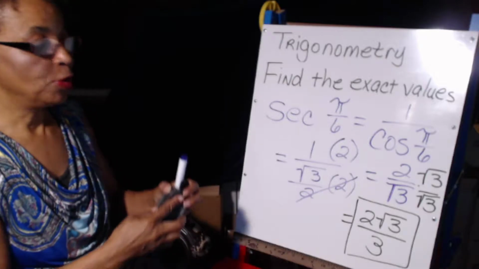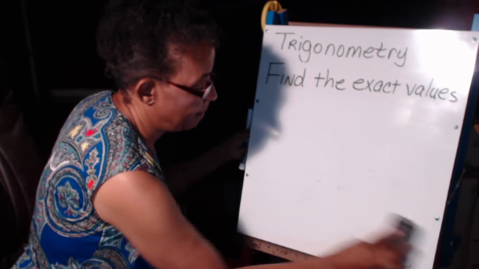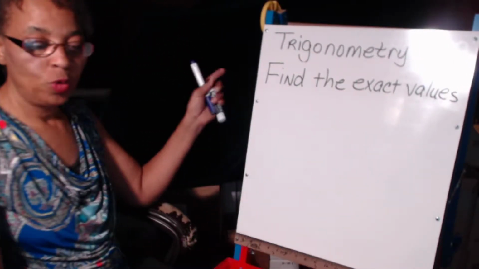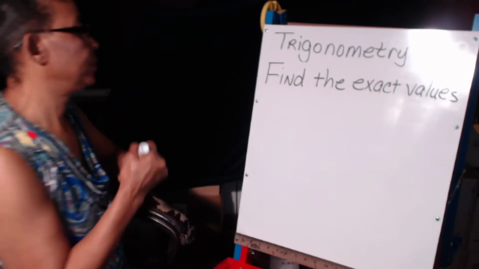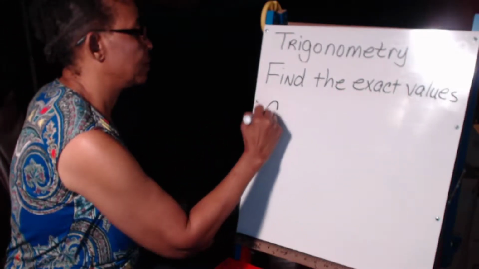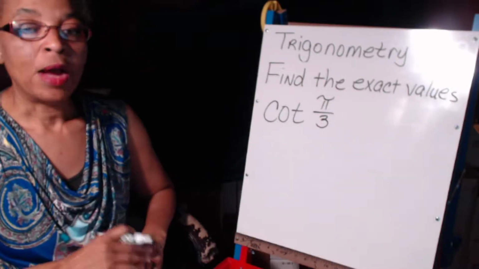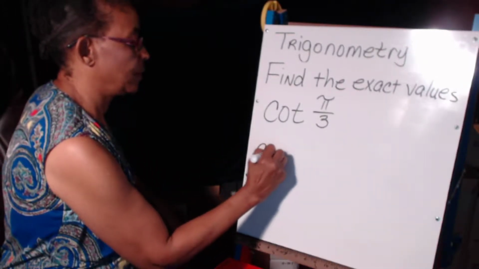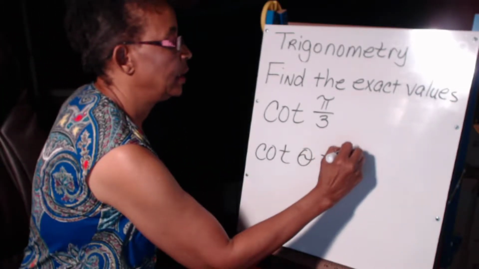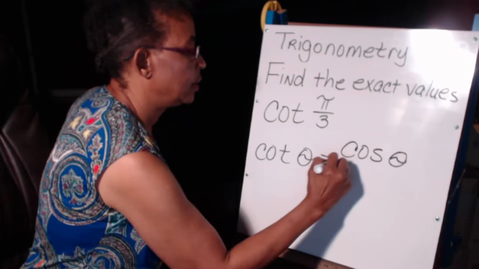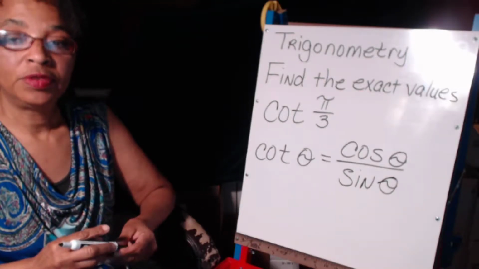Now for the last problem we're going to look at today, will be the cotangent of pi over 3. These are all radians, pi over 3. Now, cotangent of an angle, I'm using theta, is actually the cosine of theta over the sine of theta.